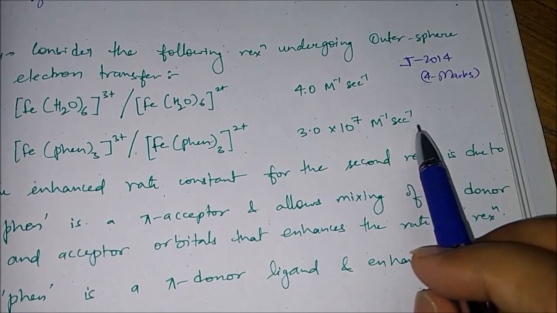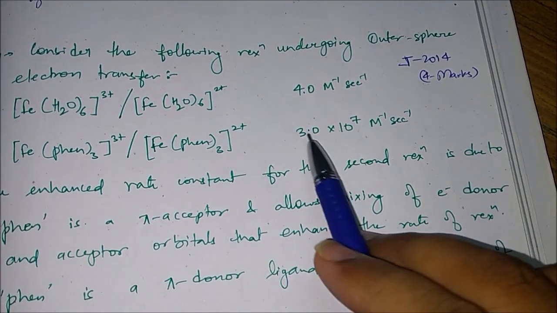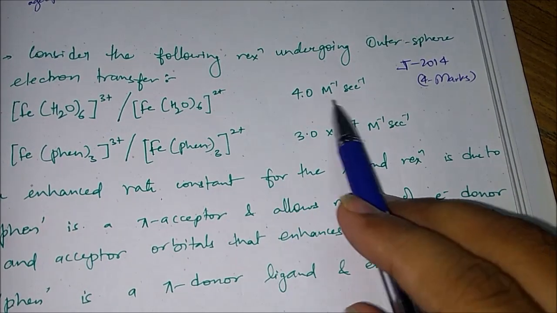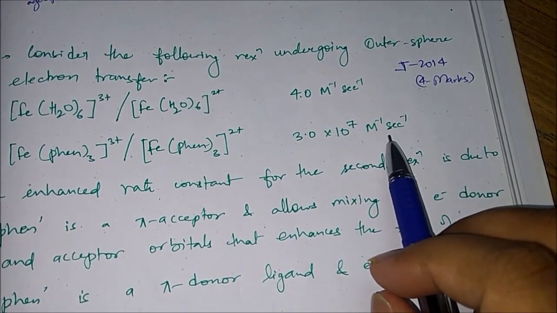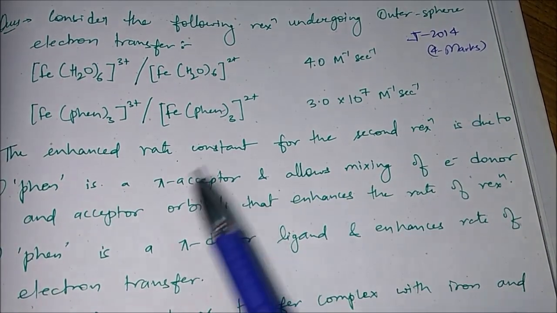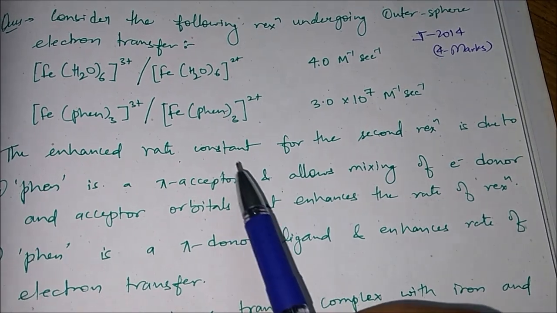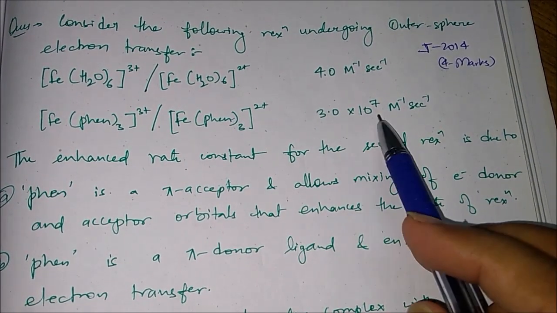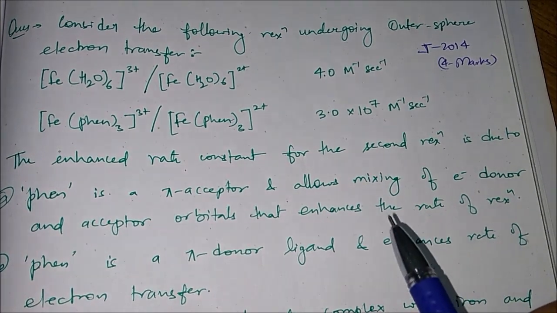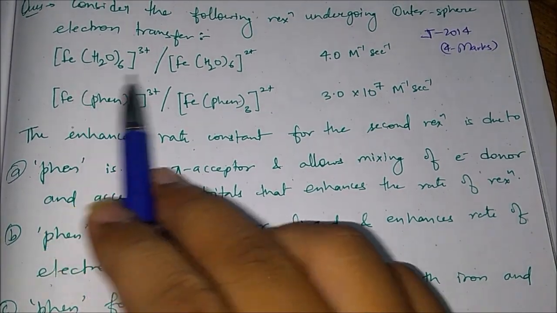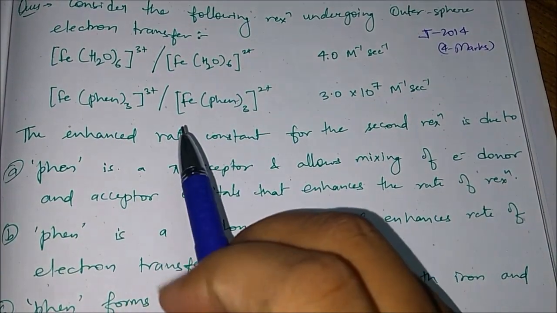So as compared to this one, this reaction is so fast, and the unit is telling that the reaction is of second order. Those are the secondary things. All right, so the question says that the enhanced rate constant for the second reaction is due to... So for the second one, why is the reaction rate so high? That's all they are asking. Iron is the same, only the ligand is changing. So something is happening because of the ligand.